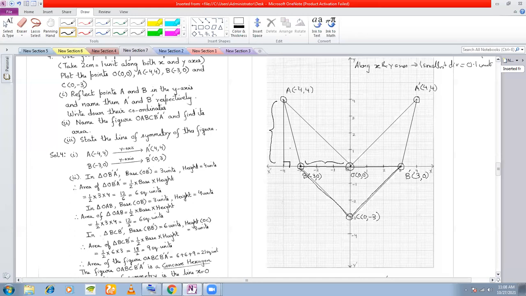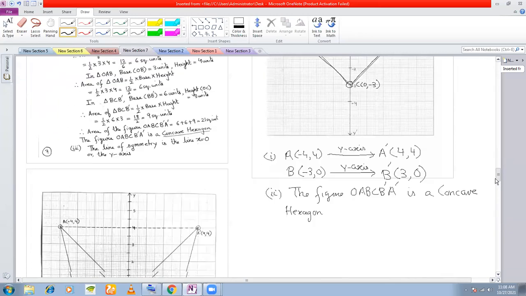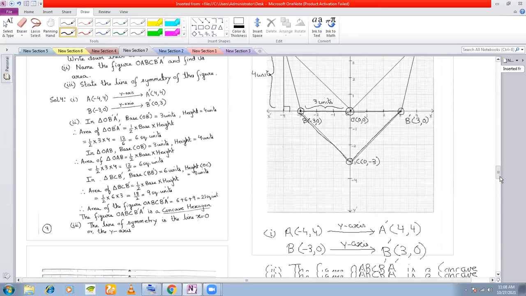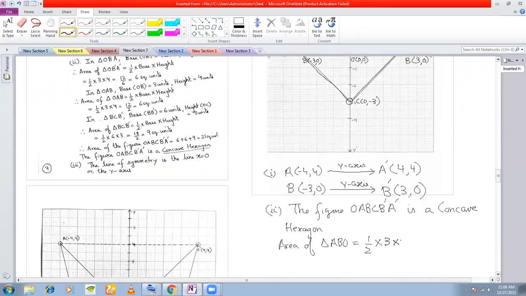So height here is how much? If you count, height here is 4 units, right? And how much is the base? Base here is 3 units, right? So now we can find out the area. Area of triangle ABO is equal to half into base 3 units, height 4 units, which is equal to 6 square units.